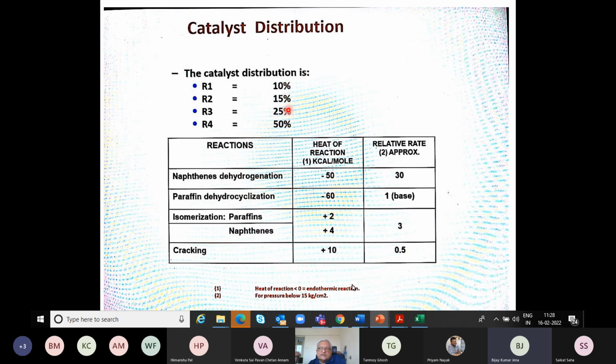And the ratio is generally 1:2:3. That kind of ratio we keep in order to have more catalyst in the third reactor. The largest amount of catalyst is in the third reactor because of the low rate of reactions, and we would like to have these reactions completed before the products come out.